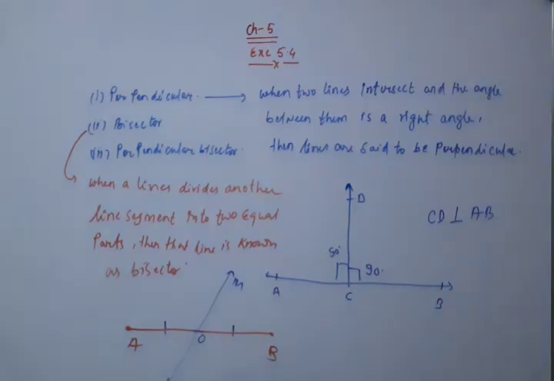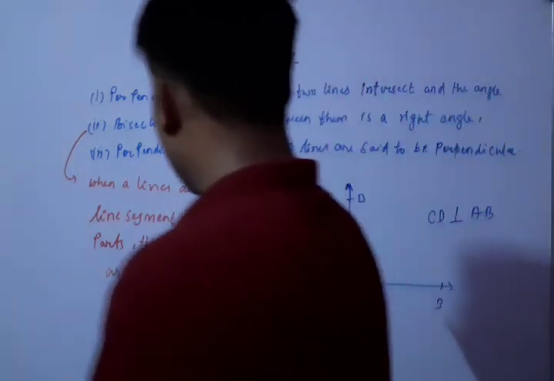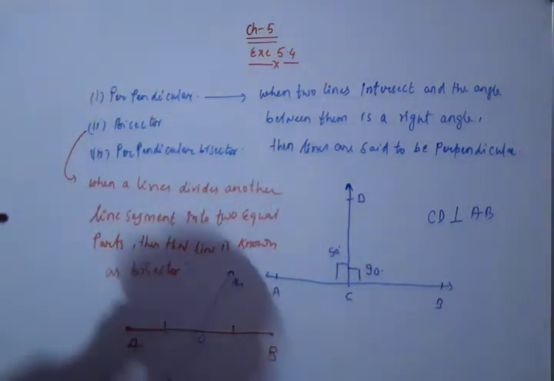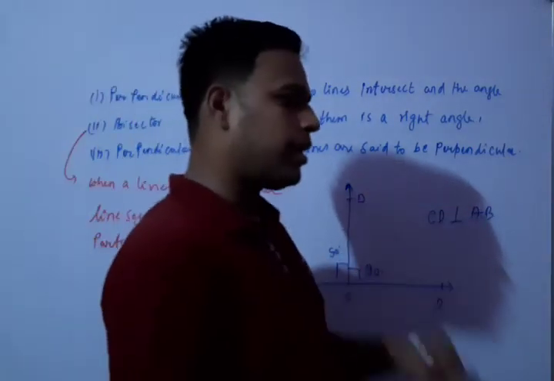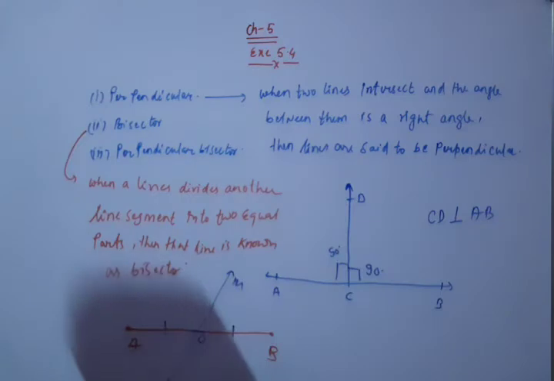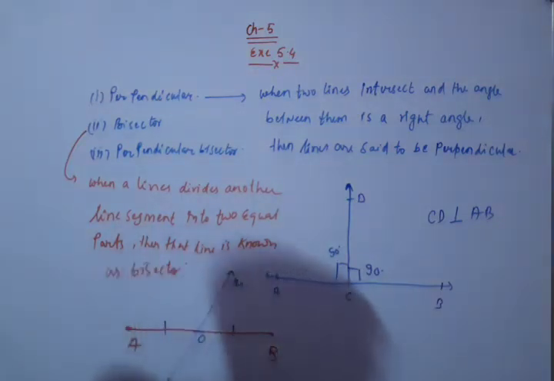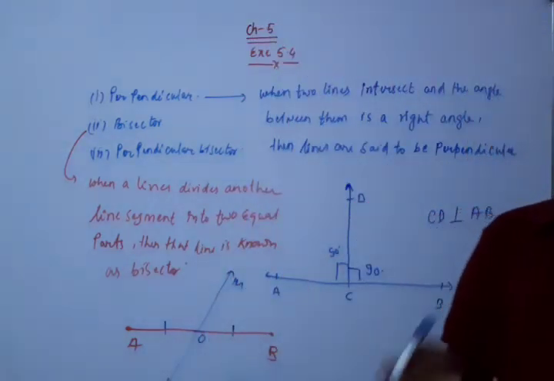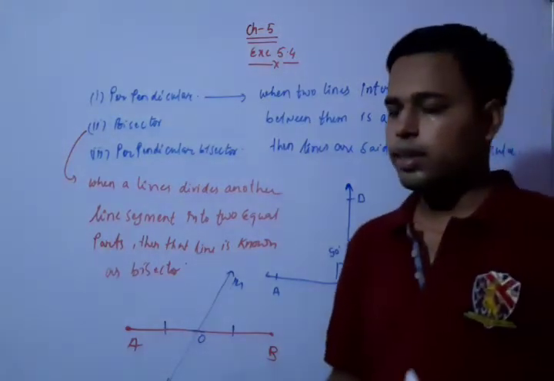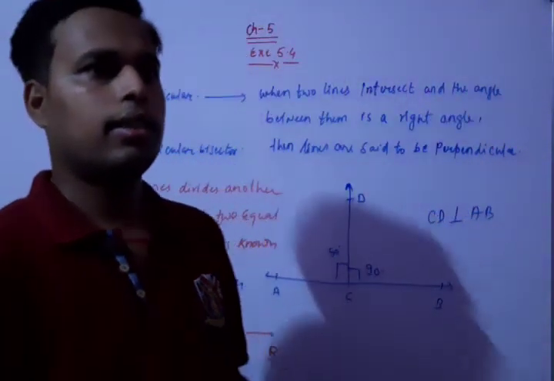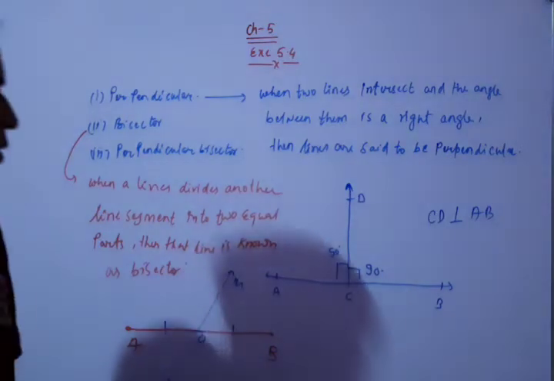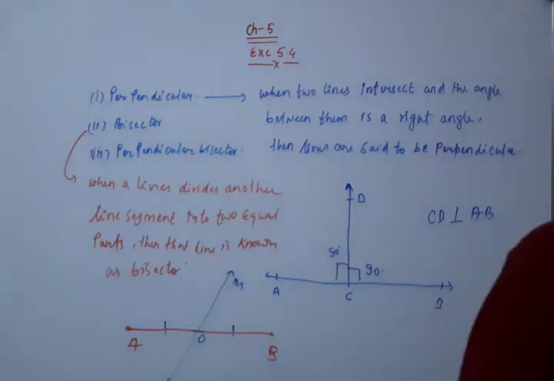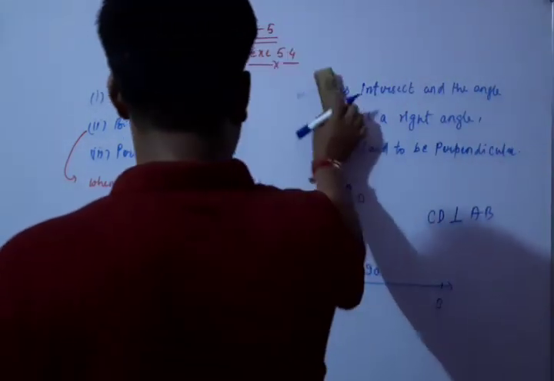Now what is a perpendicular bisector? When we combine perpendicular and bisector, it means a line divides another line segment by making an angle of 90 degrees. The line which divides a line segment into two equal parts and makes an angle of 90 degrees with the line segment will be the perpendicular bisector. So what is the definition of perpendicular bisector? It is a combination of perpendicular and bisector.